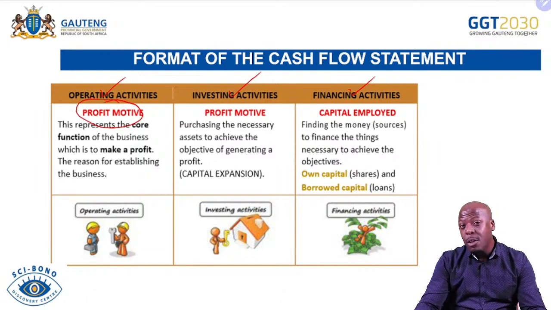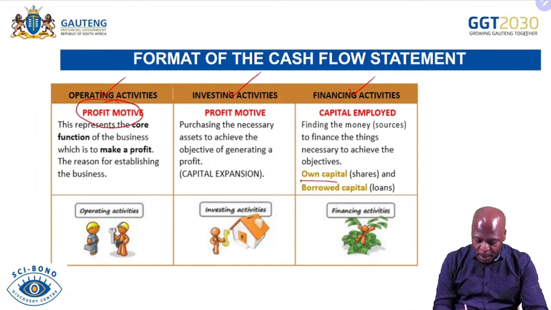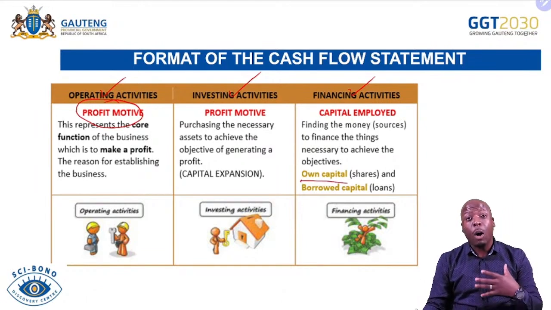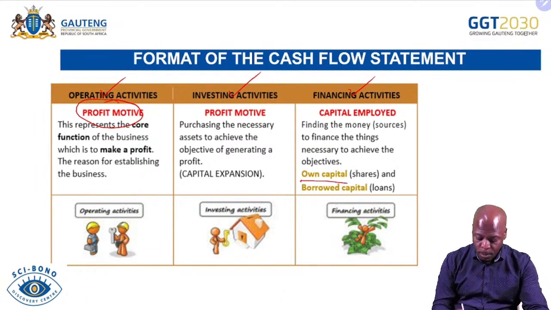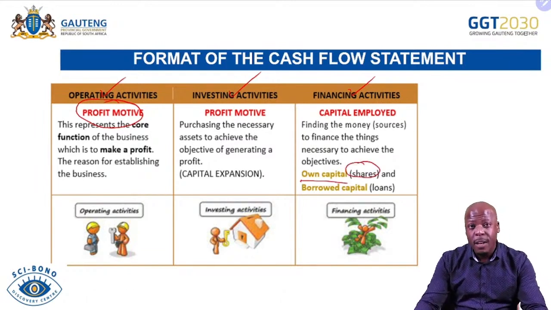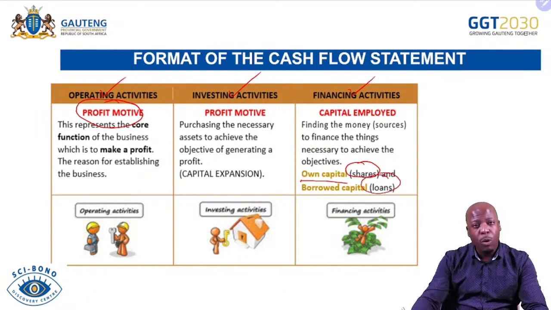And there are two main sources of finance, very important for you to get this. Two main sources of finance. The first source of finance is what we call own capital. This is our own capital, all right? And this is from the issue of shares. So own capital has to do with shares. And the second type of finance is from borrowed capital, all right? And this comes in the form of what we call loans.